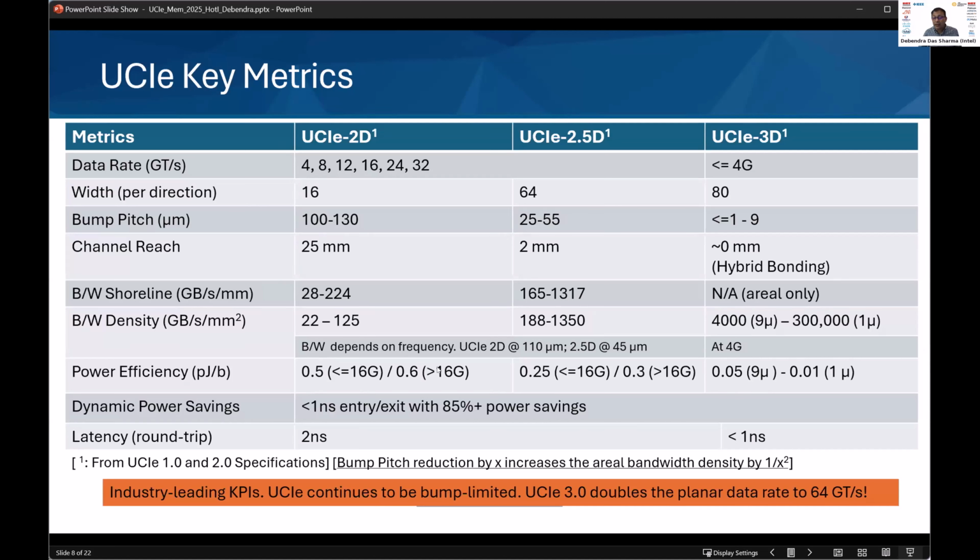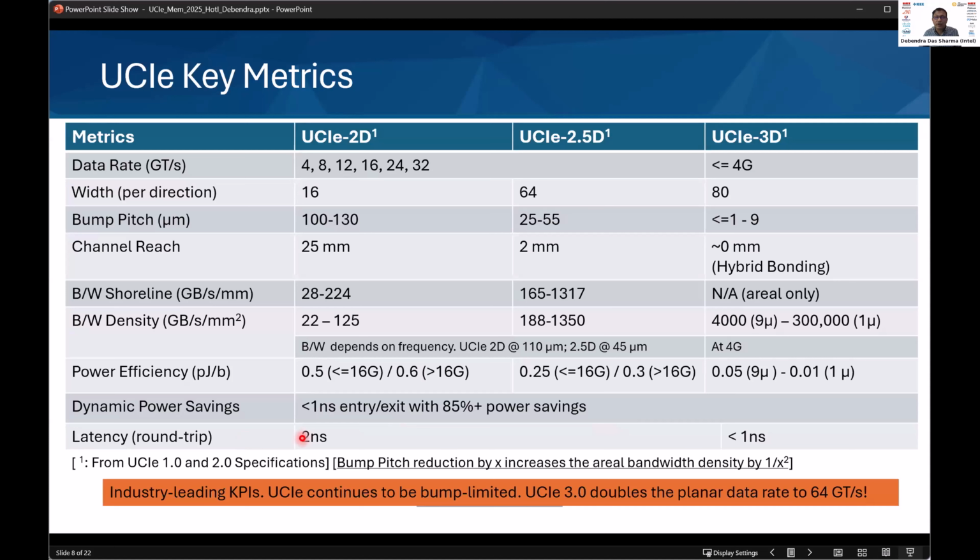How does it compare with external interconnect? Things like PCI Express or CXL, those are double digit in terms of gigabytes per second. So you are getting 1 to 2 orders of magnitude more bandwidth density with planar and another 2 to 3 orders of magnitude higher bandwidth density with vertical. Power efficiency numbers 0.5, 0.25. Again, external links are at around 5 to 10 picojoule per bit. You also get this dynamic power savings, so you can turn things on or off quickly. Less than a nanosecond is what it takes, and you get 85% power savings. External links are in multiple microseconds to do that.